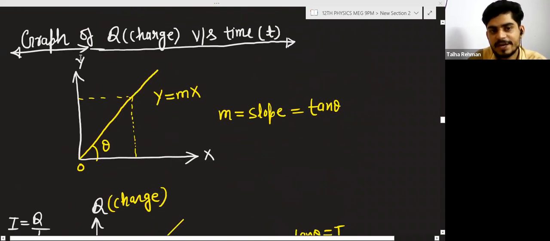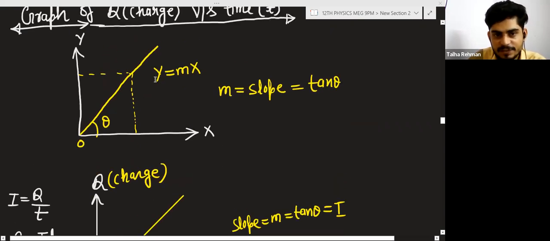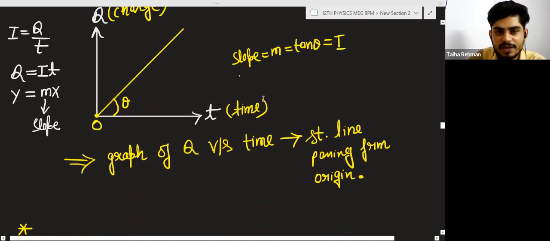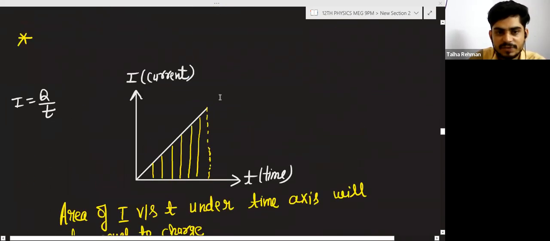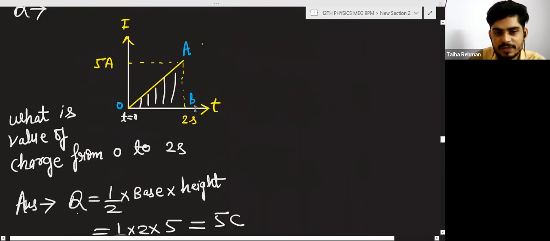So after that, I have told them how to draw a graph. And y equals mx is the equation of a straight line graph passing through the origin, and there is a slope tan theta. When you draw the charge versus time graph, this will be a straight line. And after that, the graph between current and time, and the area of this graph is the charge.